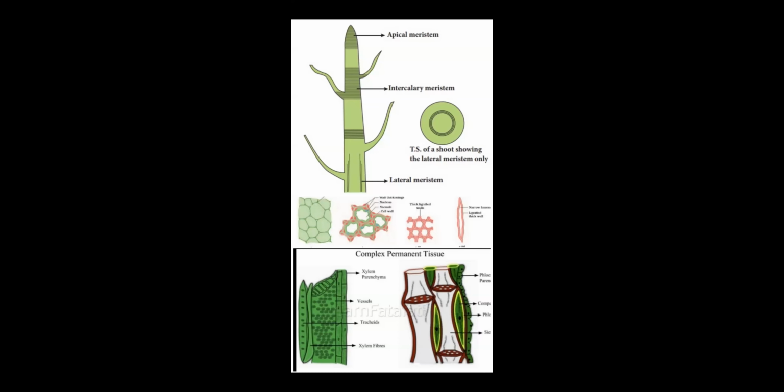A tissue is a group of cells with two different features. Number one, common origin. Common origin is the first point. Second point, perform common functions. That's it. Next point. Plant tissues have been divided into two categories. Category number one is meristematic tissues, constantly dividing cells. When they divide, they give rise to permanent tissues.